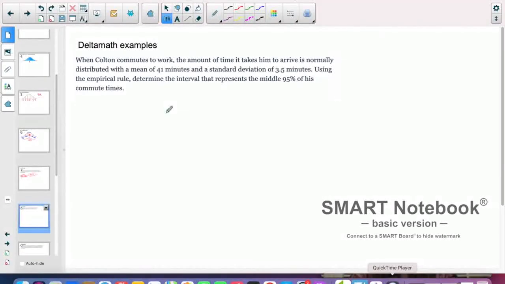In the next one, when Colton commutes to work, the amount of time it takes him to arrive is normally distributed with a mean of 41 minutes and a standard deviation of 3.5 minutes. Using the empirical rule, determine the interval that represents the middle 95% of his commute times. Okay, I'm going to just draw a quick standard bell curve and put in my measurements.